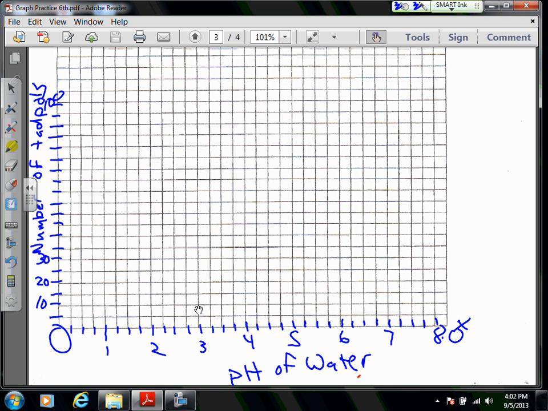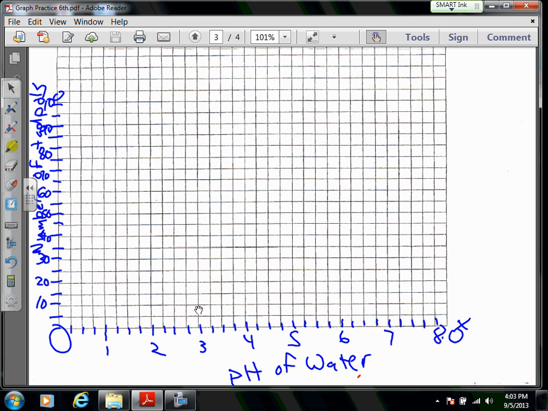So 10, 20, 30, 40, 50, 60, 70, 80, 90, and 100. Okay, so there we have that label. Now it's real easy. You just have to plot your data.